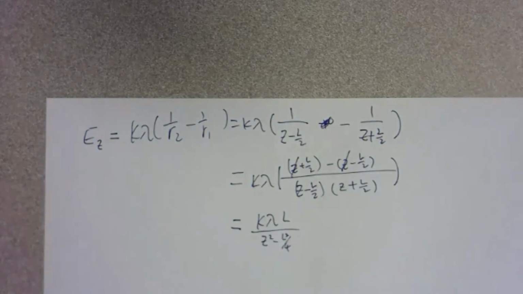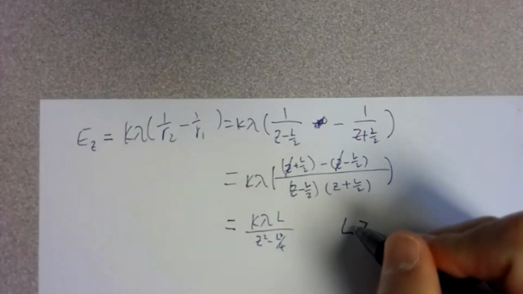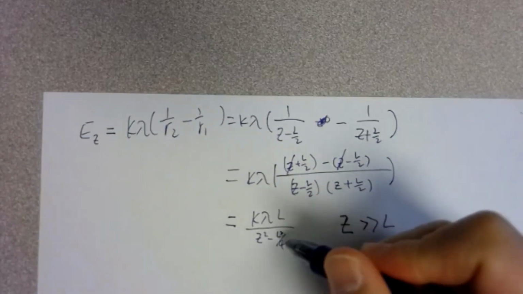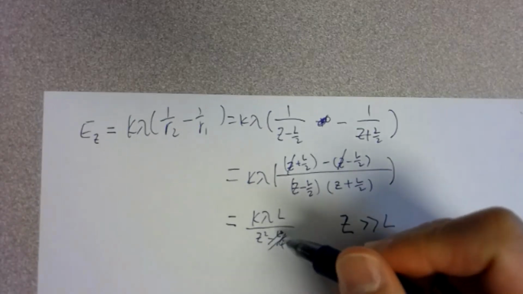It says to show that for large values of Z, the expression for the electric field of the line charge on the Z axis approaches the expression for the electric field of point charge Q at the origin. So Z is much greater than L. Then this term can be ignored, because at the bottom here, this is much larger, right? So this guy is ignored.